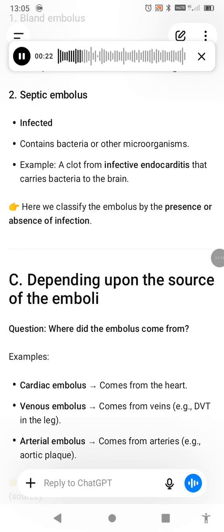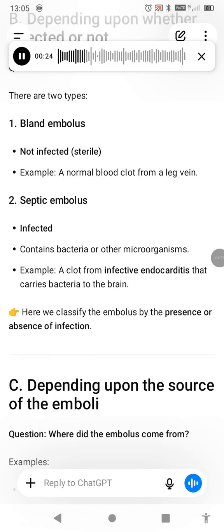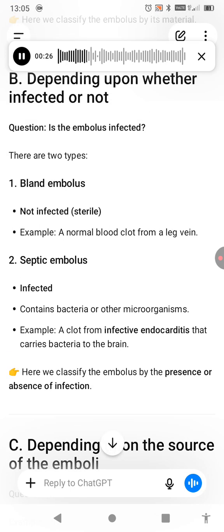Here we classify the embolus by its material, depending upon whether infected or not. Question: is the embolus infected? There are 2 types. 1. Bland embolus: not infected, sterile. Example: a normal blood clot from a leg vein. 2. Septic embolus: infected, contains bacteria or other microorganisms. Example: a clot from infective endocarditis that carries bacteria to the brain. Here we classify the embolus by the presence or absence of infection.